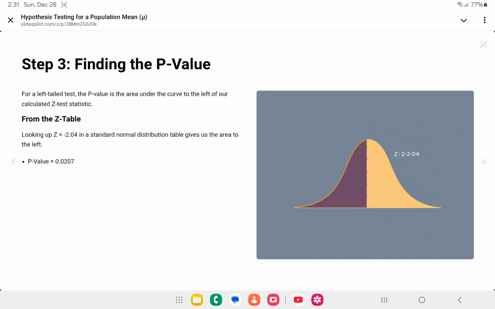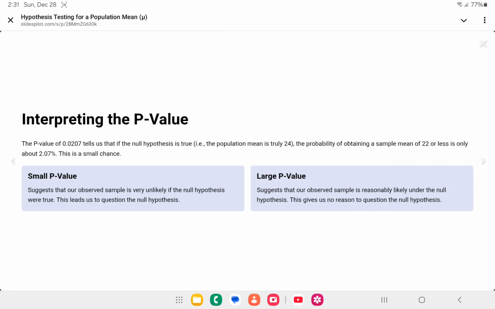But what does it mean? It tells us that if the null hypothesis is true, the probability of obtaining a test statistic this extreme is only about 2%. In other words, if the population mean is truly 24, the chances of obtaining a sample mean of 22 or less from that population is only about 2 in 100 samples of the same size, the size being 25 in this case.